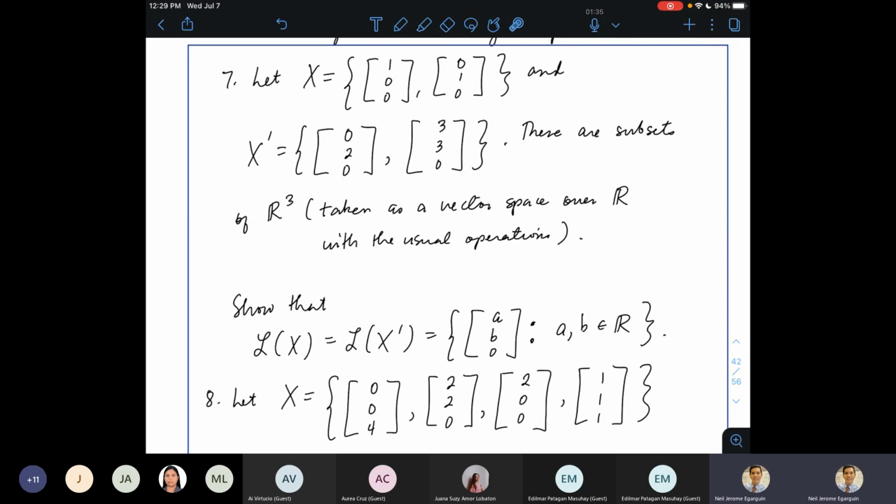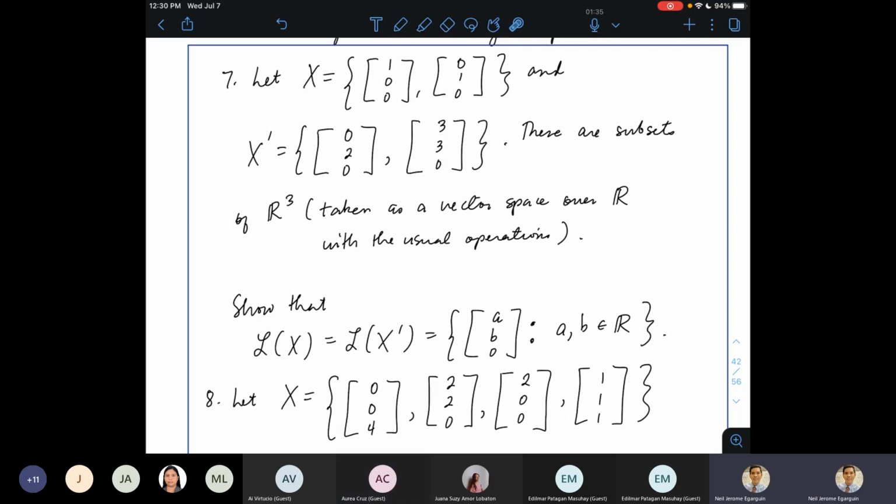And then example 7 is a good illustration that even if you have two totally different sets, the set of all linear combinations that they produce might coincide. So X and X prime obviously are not equal, but yet the set of all possible linear combinations from these two sets are the same. So keep this result in mind, right? And then we'll see this again later.